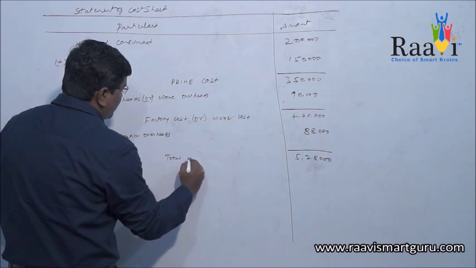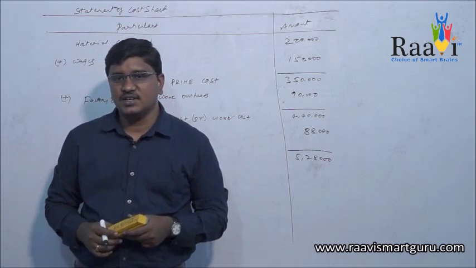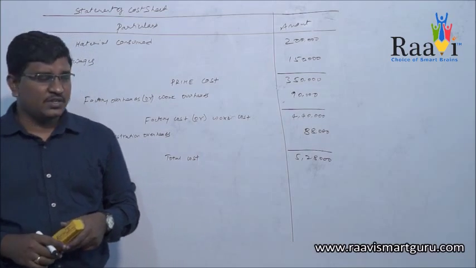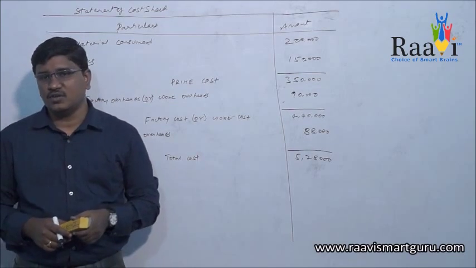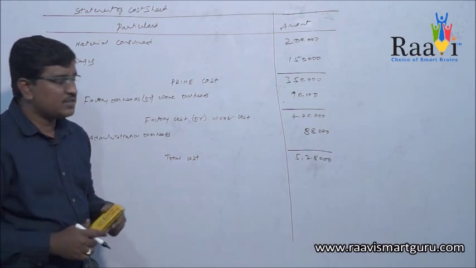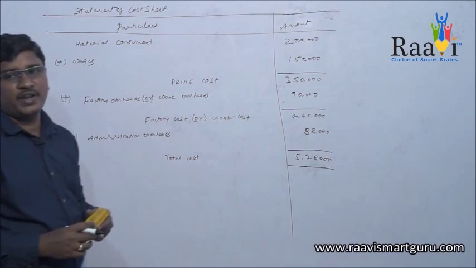It should be considered as total cost. So 5,28,000 should be considered as total cost. It is given in the question that we need to calculate the total cost. So the total cost of this particular job is 5,28,000. After this, we need to prepare a quotation.